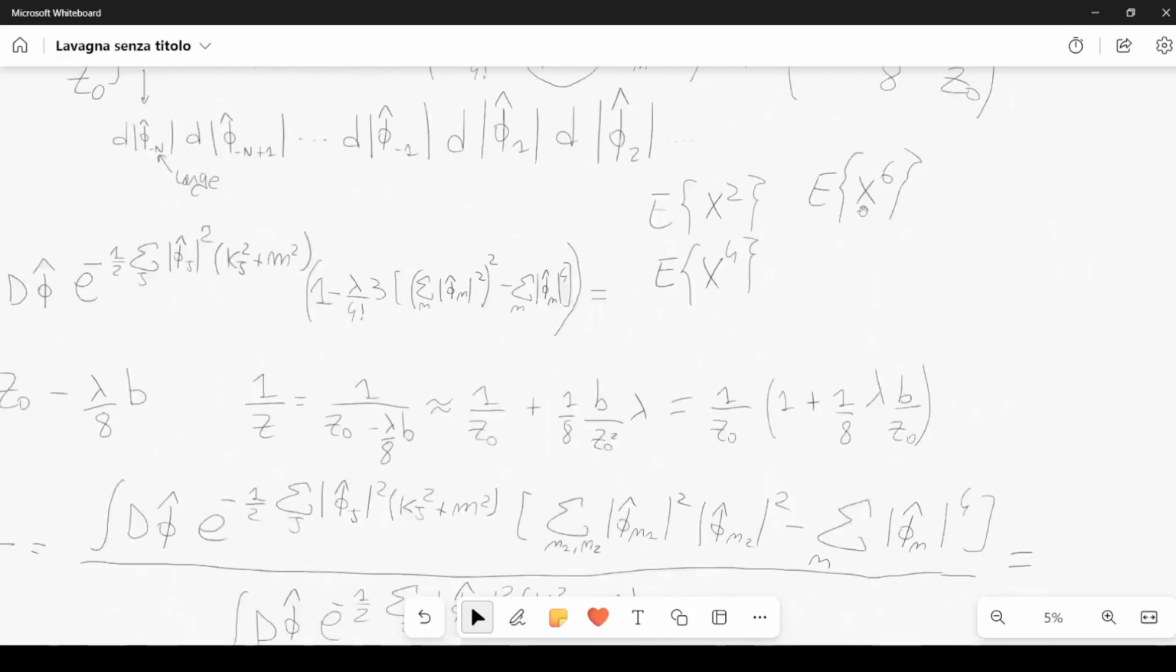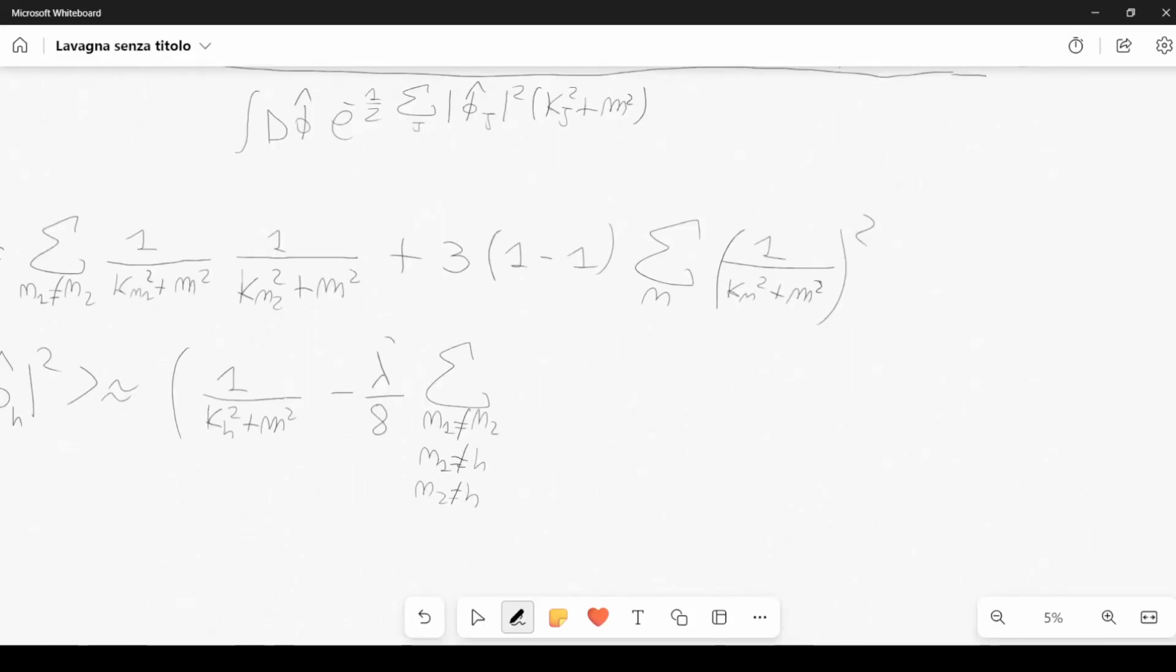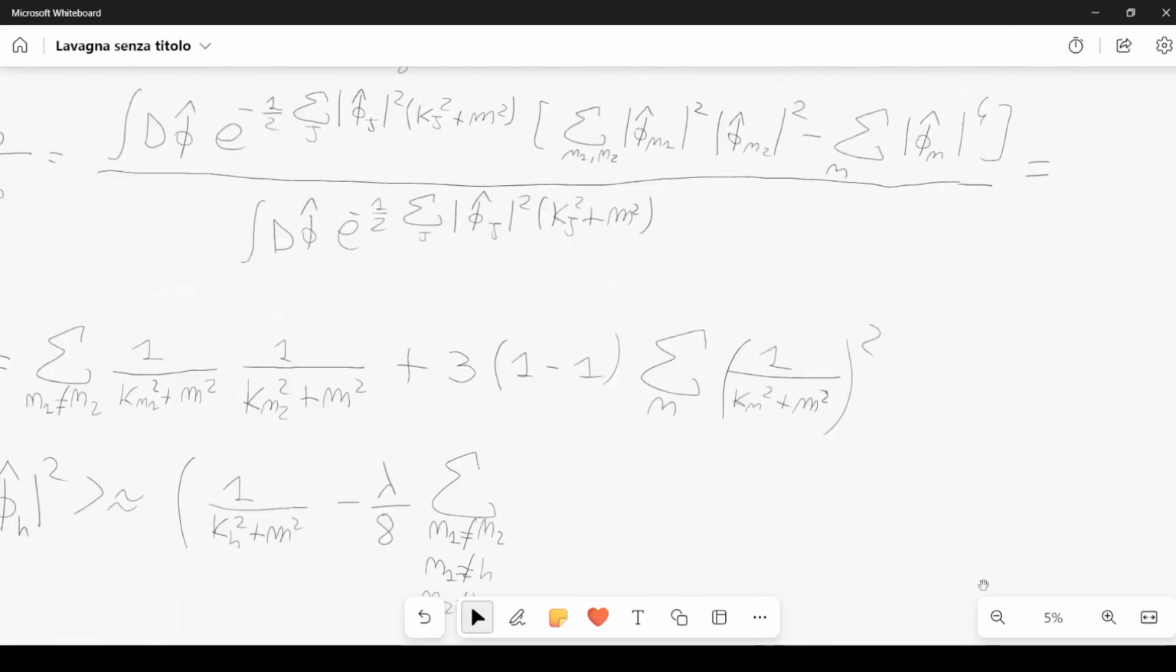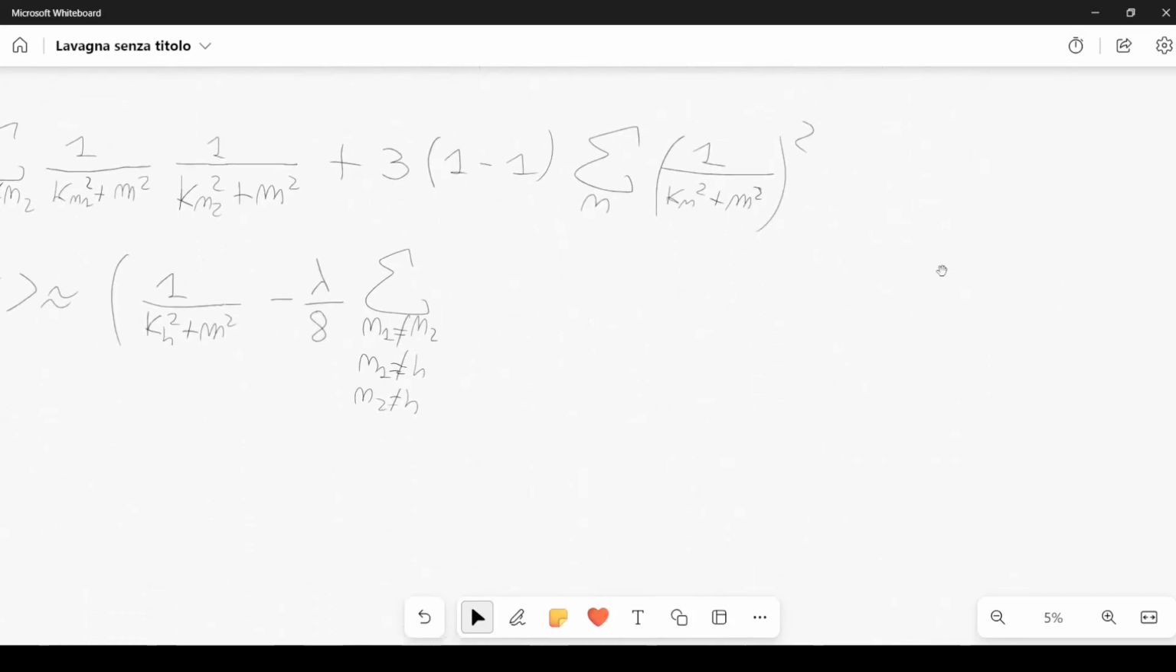Okay? So what we get is this term, a minus lambda over 8. The factor lambda over 8 comes from this lambda over 4 factorial times 3. And here, when you do the integral, you will get something very simple: 1 over k n1 squared plus m squared, times 1 over k n2 squared plus m squared, times 1 over kh squared plus m squared.